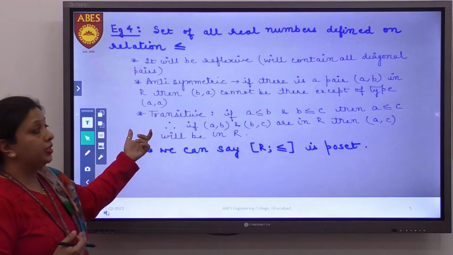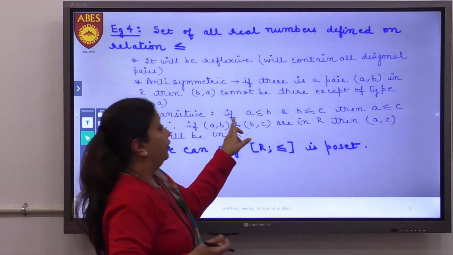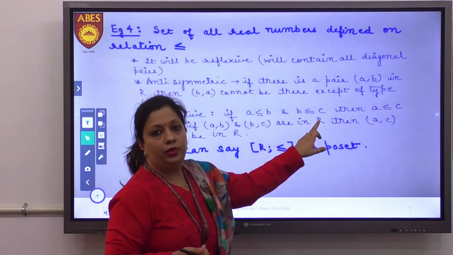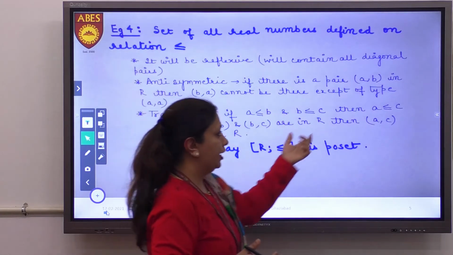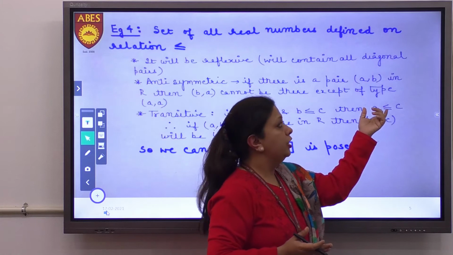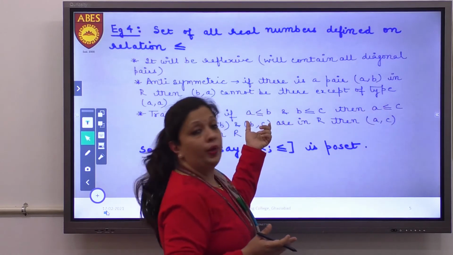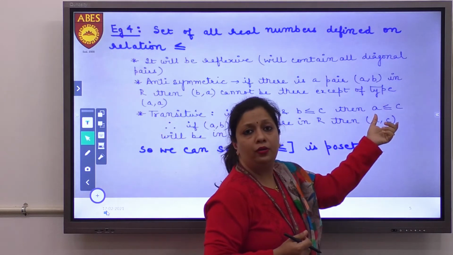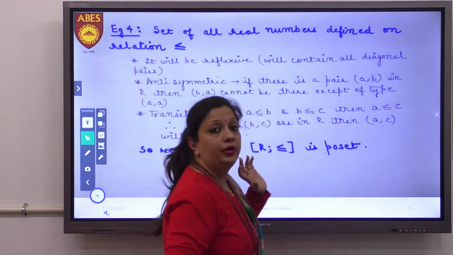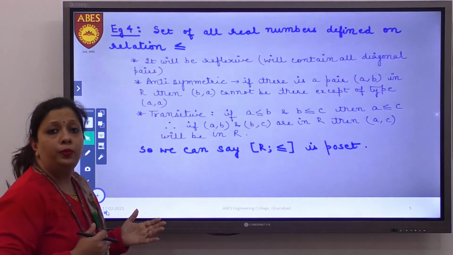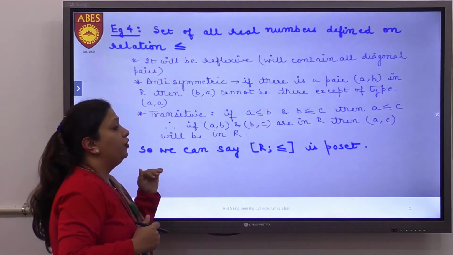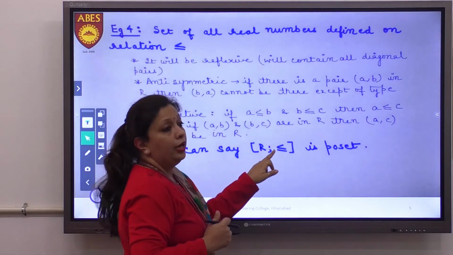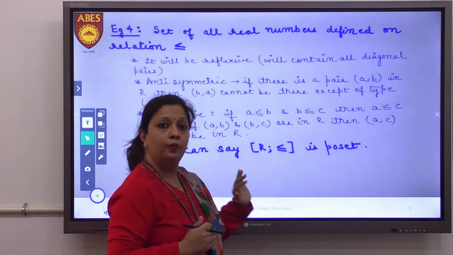Next is transitive. If A is less than equal to B and B is less than equal to C, then we definitely know that A is less than equal to C. So if we have these two pairs in the relation, that is A, B and B, C, then definitely we are going to have A, C in the relation. So it is always going to be transitive. Therefore we can say that the set of all real numbers under the relation less than equal to is going to be a Poset.